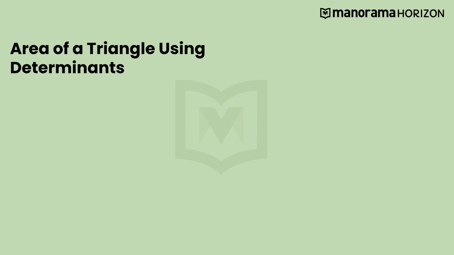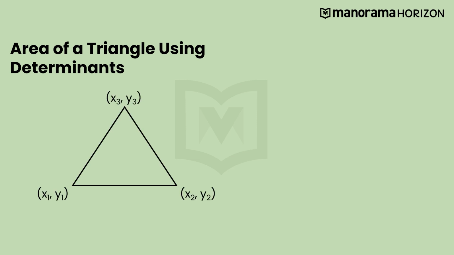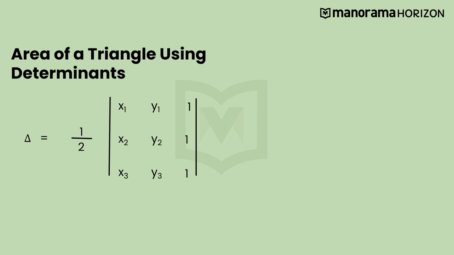Area of a triangle with its vertices x1, y1, x2, y2, and x3, y3 is given by area is equal to half into determinant of x1, y1, 1, x2, y2, 1, x3, y3, 1. Vertices are written horizontally and then fill the remaining positions with 1.